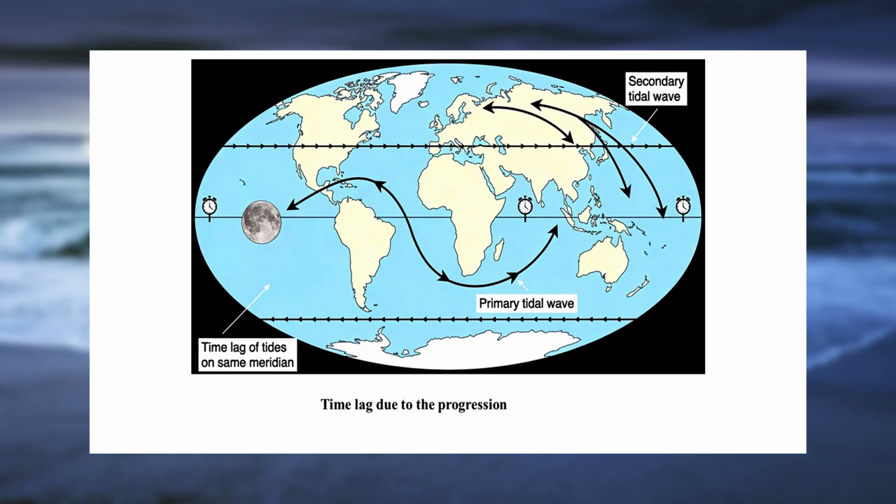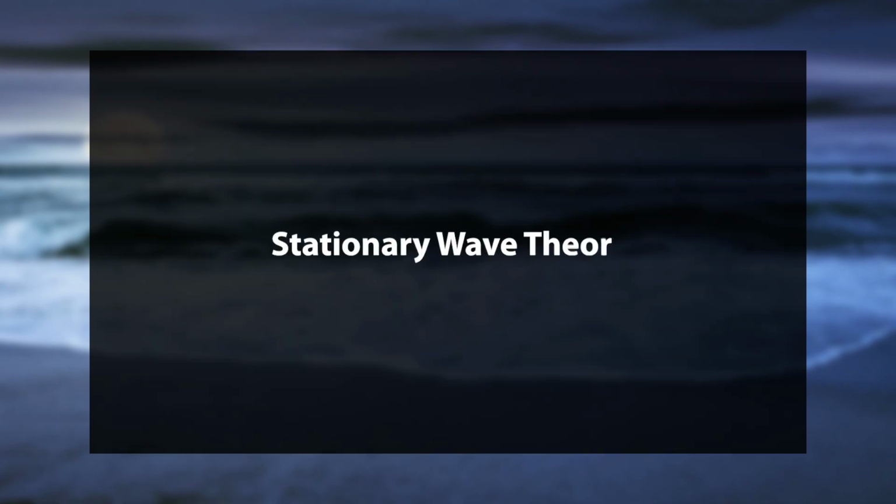According to this theory, tides originating under the gravitational force of the moon in the Southern Ocean take the form of primary waves. Time lag due to the progression of this wave accounts for the differences in timings of tides on the same meridian. Now, finally, the stationary wave theory.